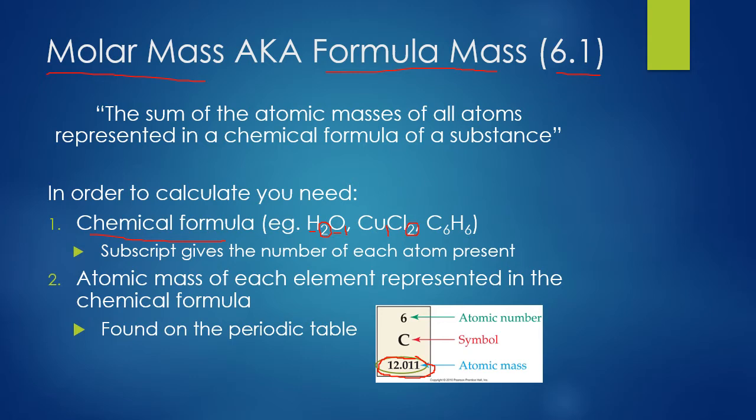The next example is C6H6. So we have carbon and we have hydrogen present in this compound. How many carbons? 6. How many hydrogens? Looking at the subscript tells me 6. So we're going to be using these chemical formulas to help us calculate the molar mass, along with the atomic mass that we can find on the periodic table. So let's look at how this is done.